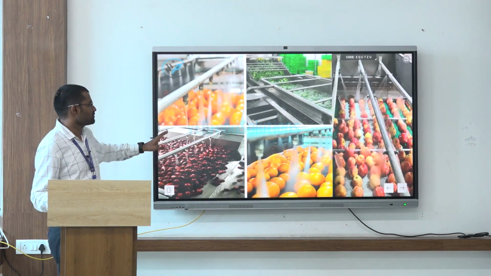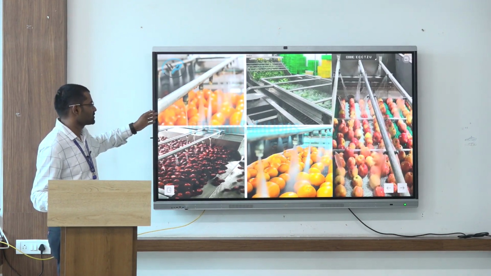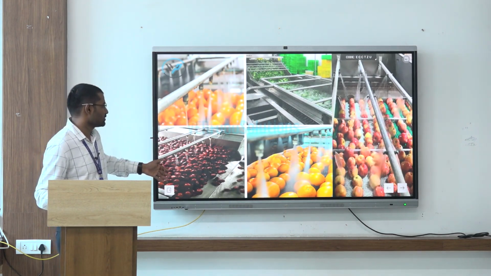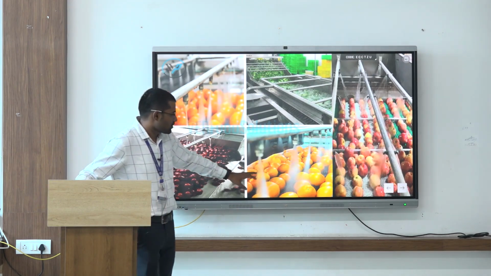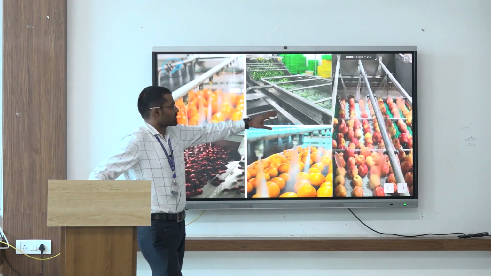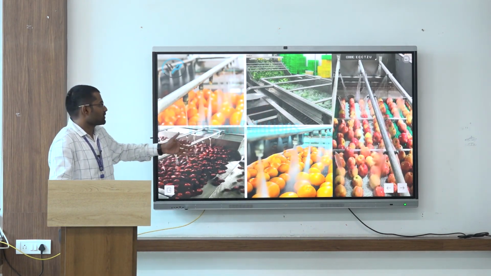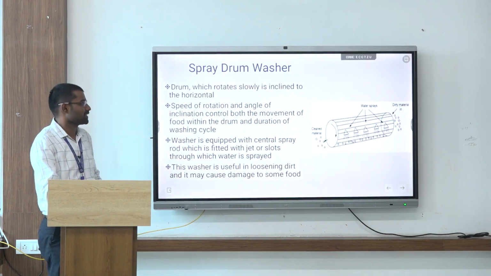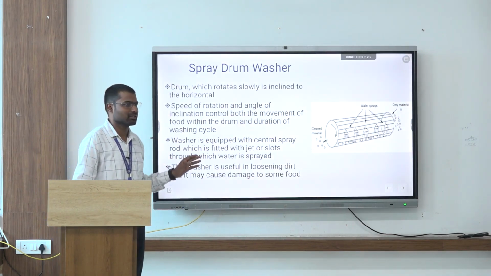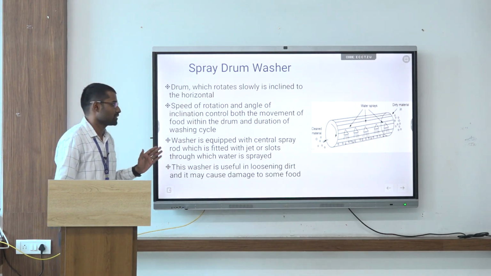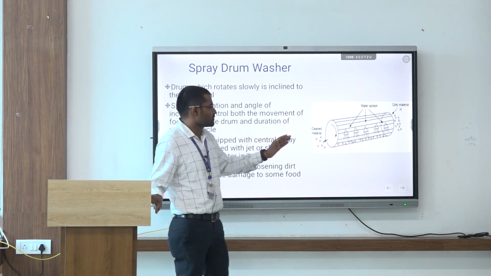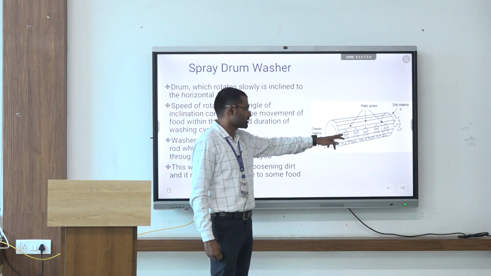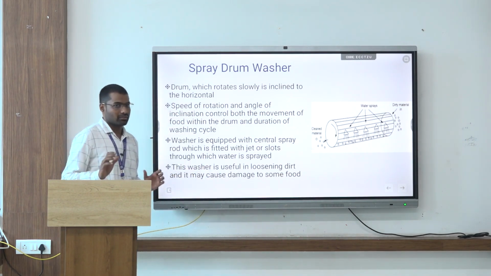So these are some pictures showing how spray jets are used in the food industry. You can see oranges, cherries, again oranges and apples. The spray jets are fitted over these conveyor belts where they wash the fruits and vegetables. Then spray drum washers, again simple and similar to spray washing. Instead of conveyor belts, here drums are used, and these drums are rotated, and the sprays are fitted inside the rotator.